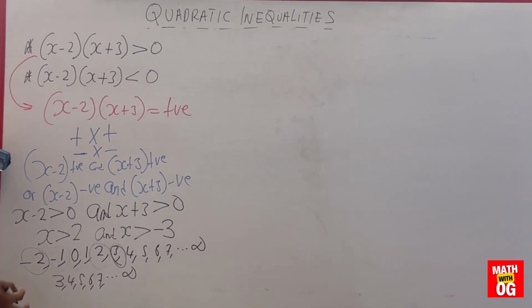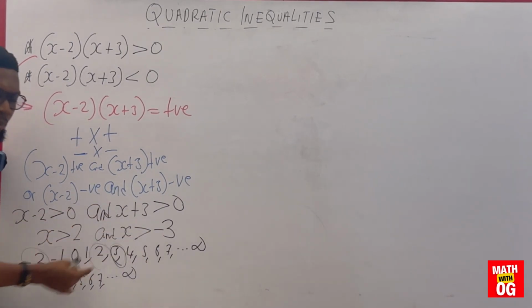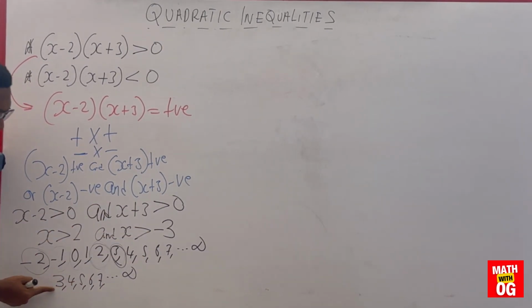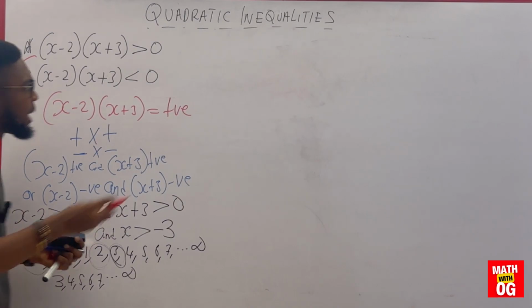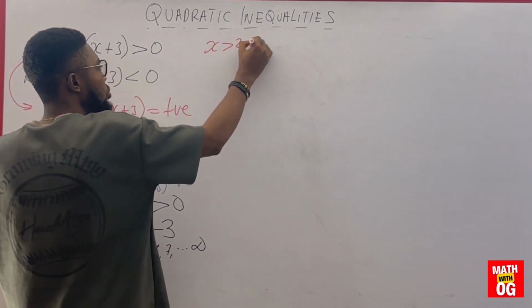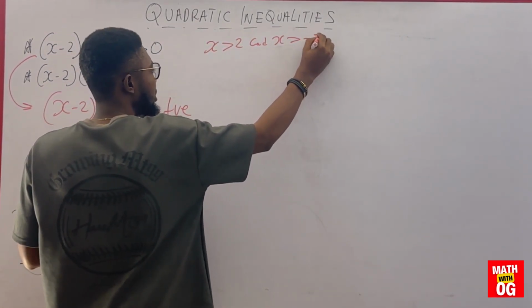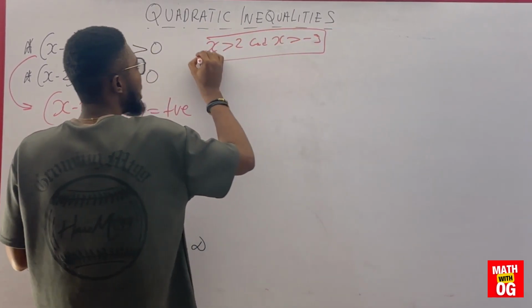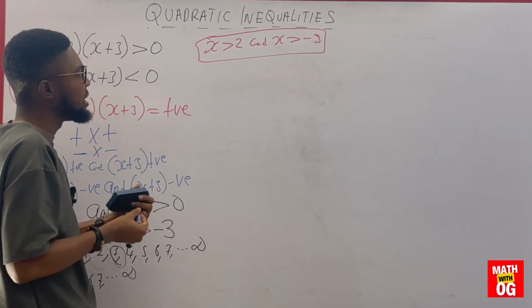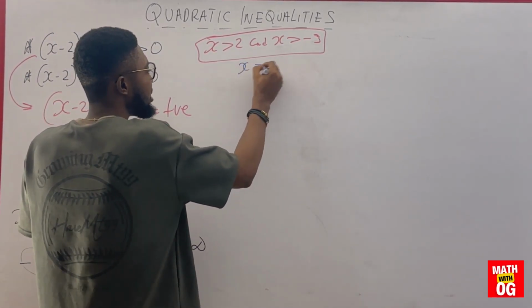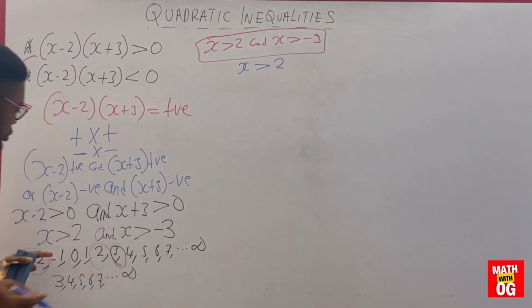Now, what are the values of s that are greater than 2 and at the same time also greater than minus 3? It is obvious that for any value of s greater than 2, that value will also be greater than minus 3. So if I combine s greater than 2 and s greater than minus 3 together, you see that the solution is simply s is greater than 2. That's the solution to the first one.